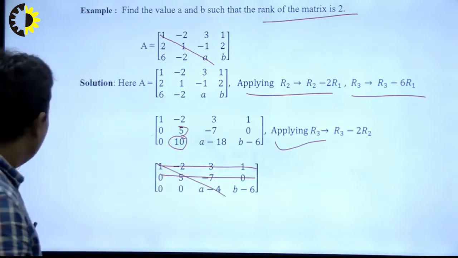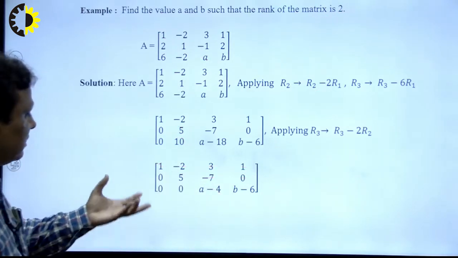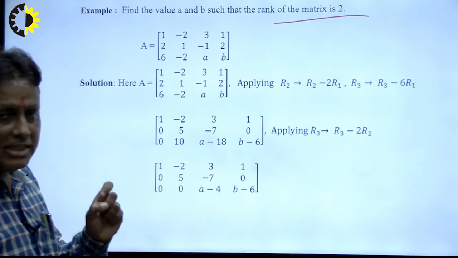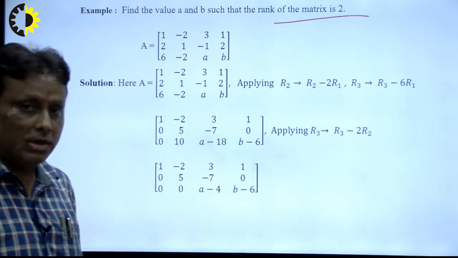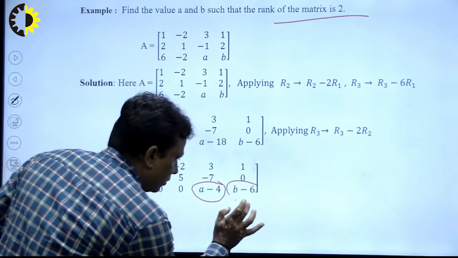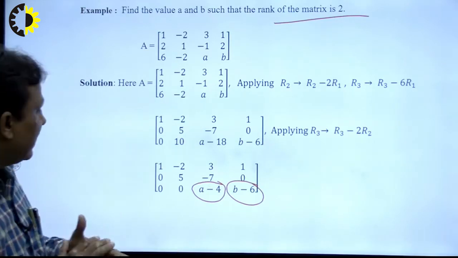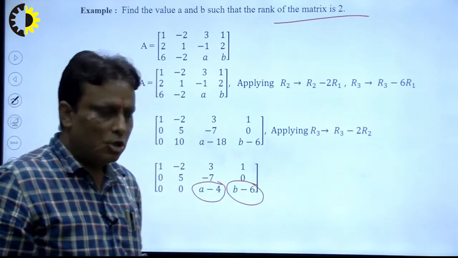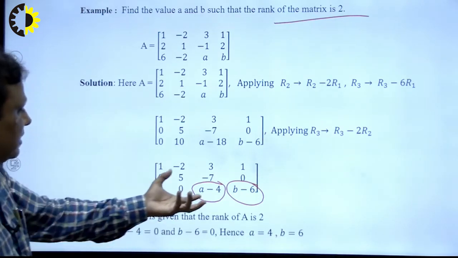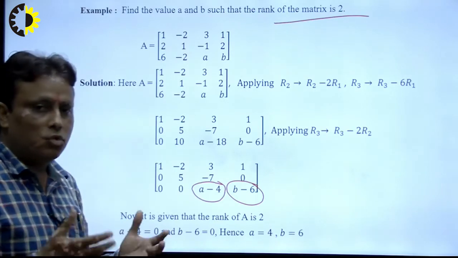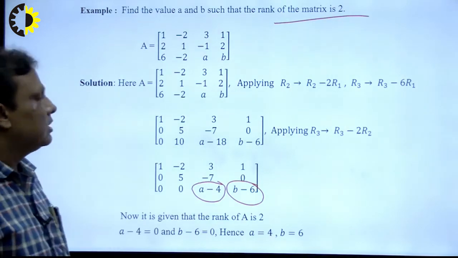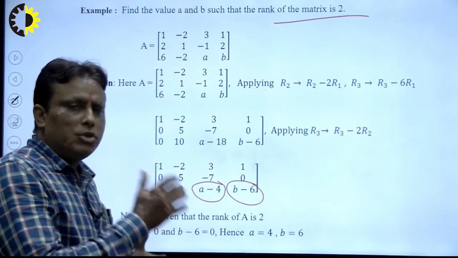Now the question is how to calculate the values of A and B. If the rank of this matrix is 2, that means there should be only 2 non-zero rows, so there should be a 0 and there should be a 0. If both places have 0, the rank of this matrix will be 2. So A minus 4 is equal to 0 and B minus 6 is equal to 0. So the value of A is 4 and the value of B is 6. That is our correct answer. So students can solve such type of problem to prepare for the GATE examination.